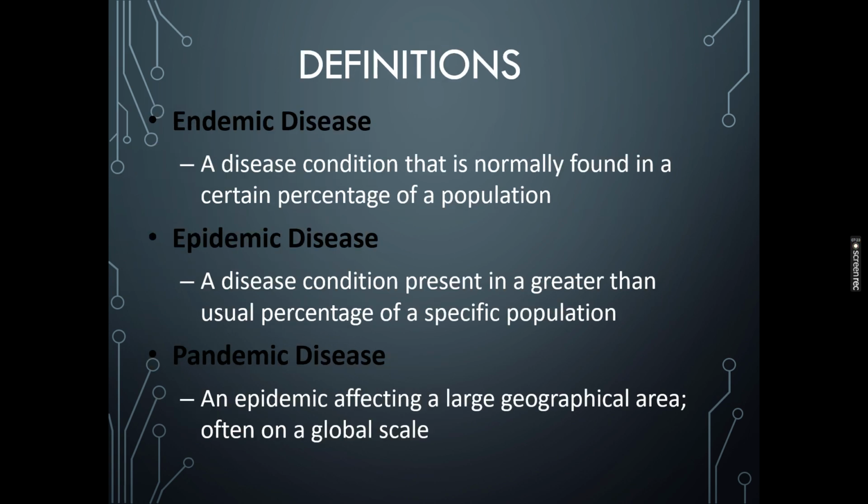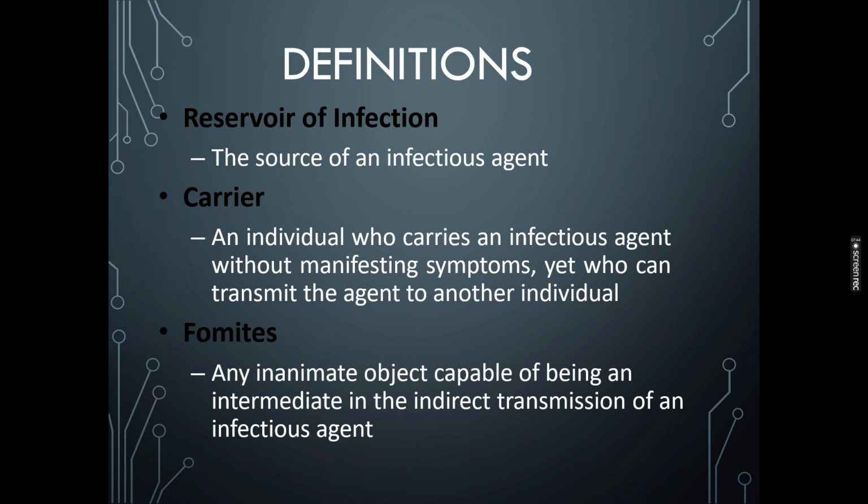Endemic disease, the disease that is normally found in a certain percentage of the population. Epidemic means it is greater, usually a percentage of a specific population. Pandemic means it covers a large geographical area, often on a global scale. Like the example is corona. Corona is a pandemic disease.